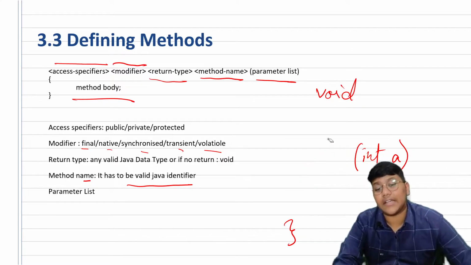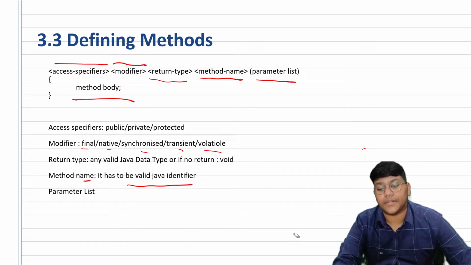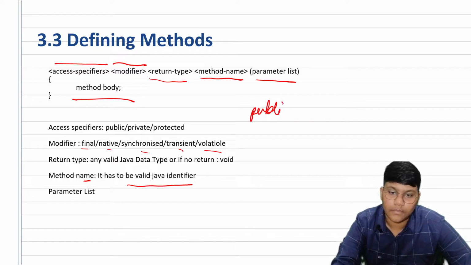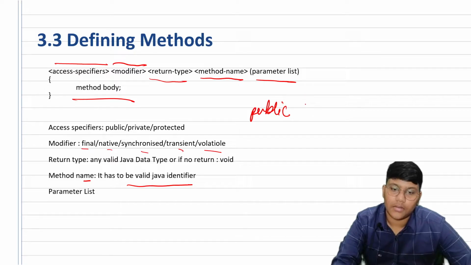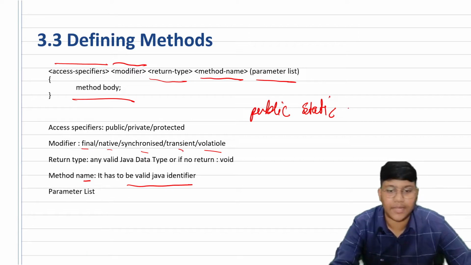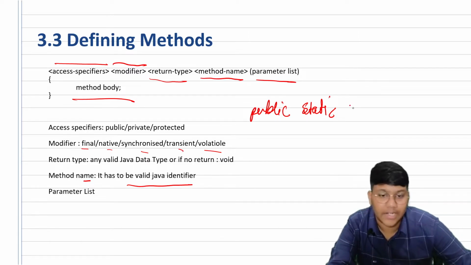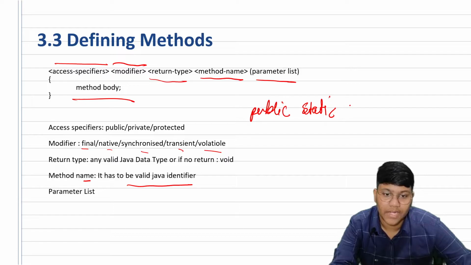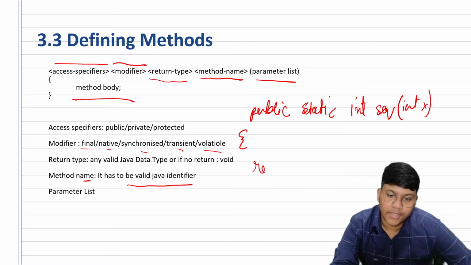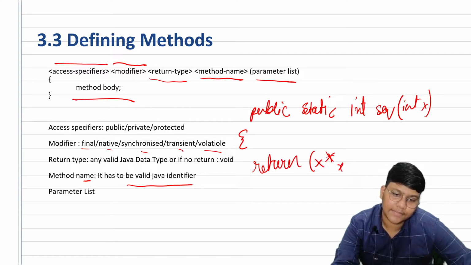So how will we write a function to square a number? Okay, first we'll write the access specifier public, modifier static. A modifier is not required as such, you can skip it. Public static, we are returning an int value. Okay, returning an int value, int sq, int x. Okay, now return x into x.